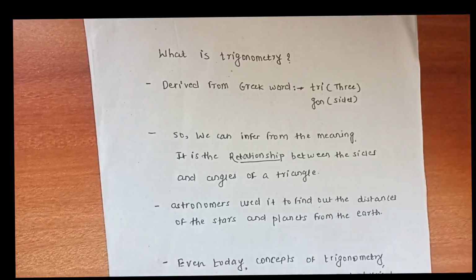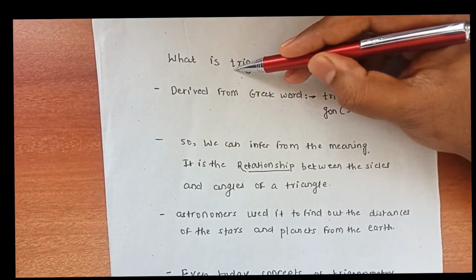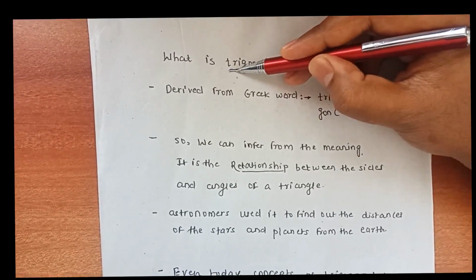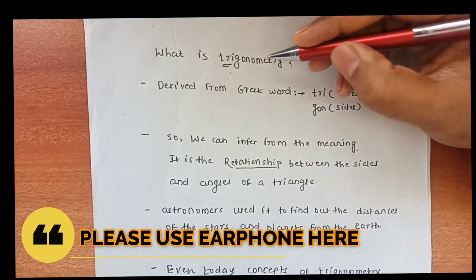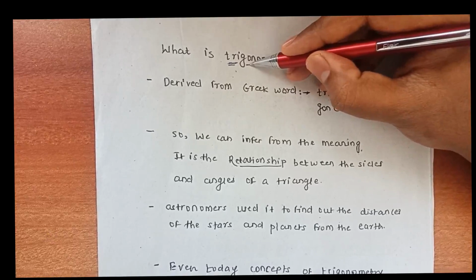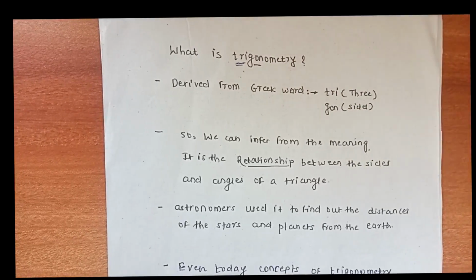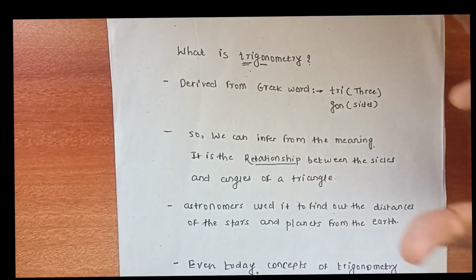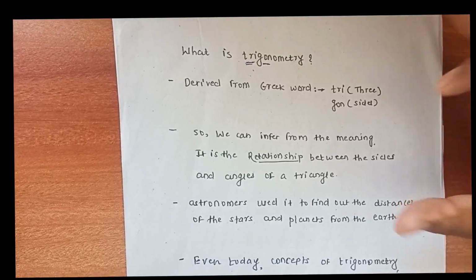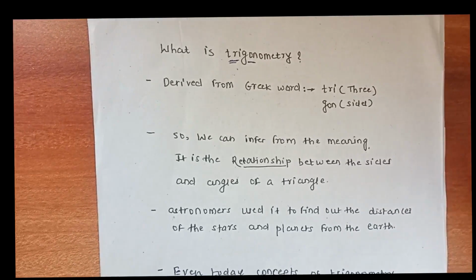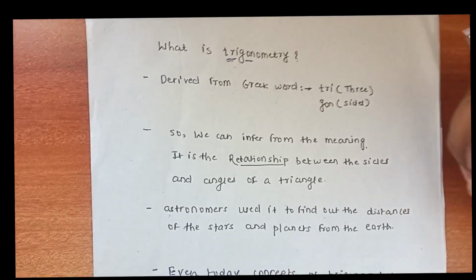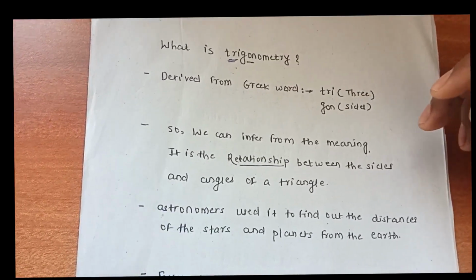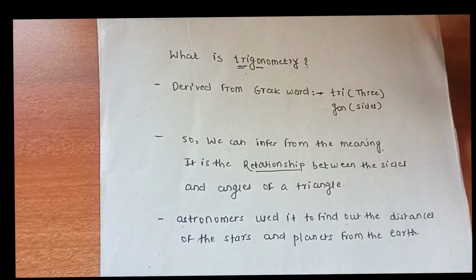So whatever words we use in trigonometry, like trigonometry itself: first, tri means 3, and gon, G-O-N, is nothing but the side. This chapter does not cover finding the distance between the planets or any kind of tricky things for the current academic year.